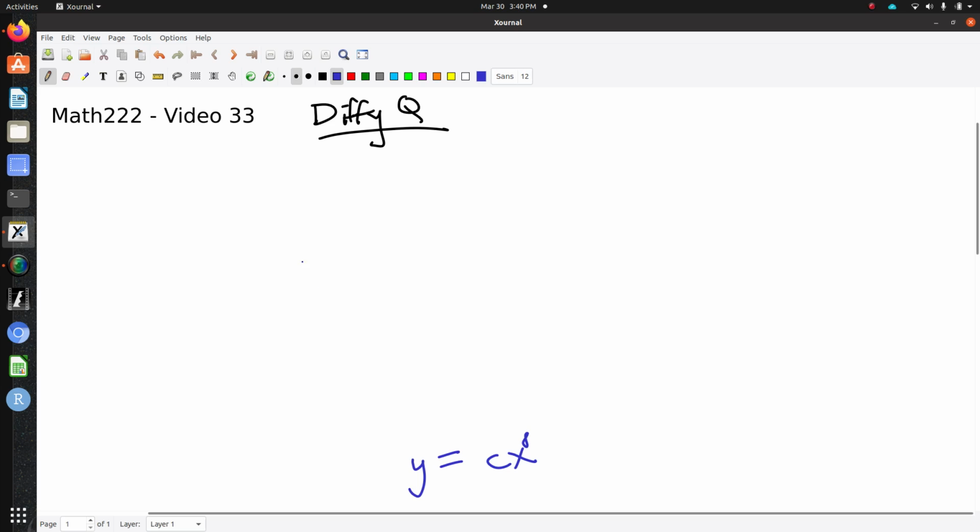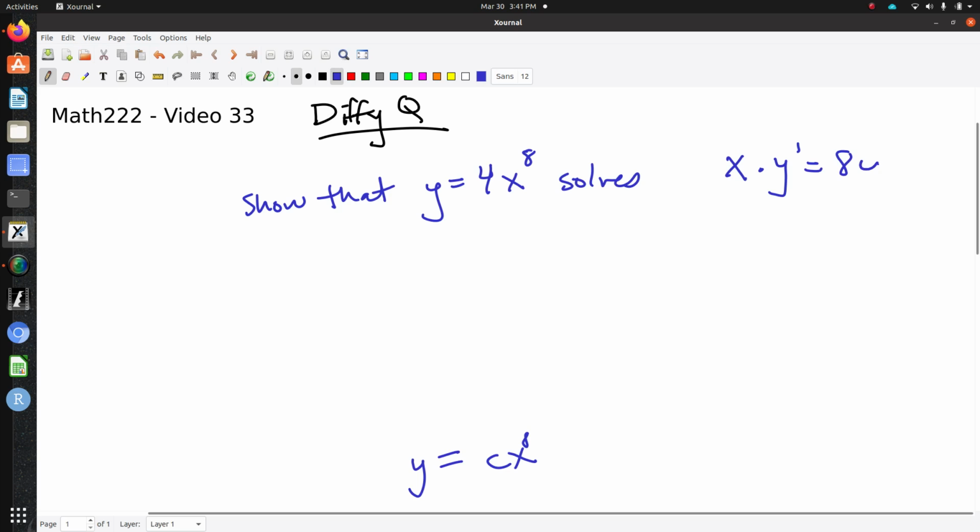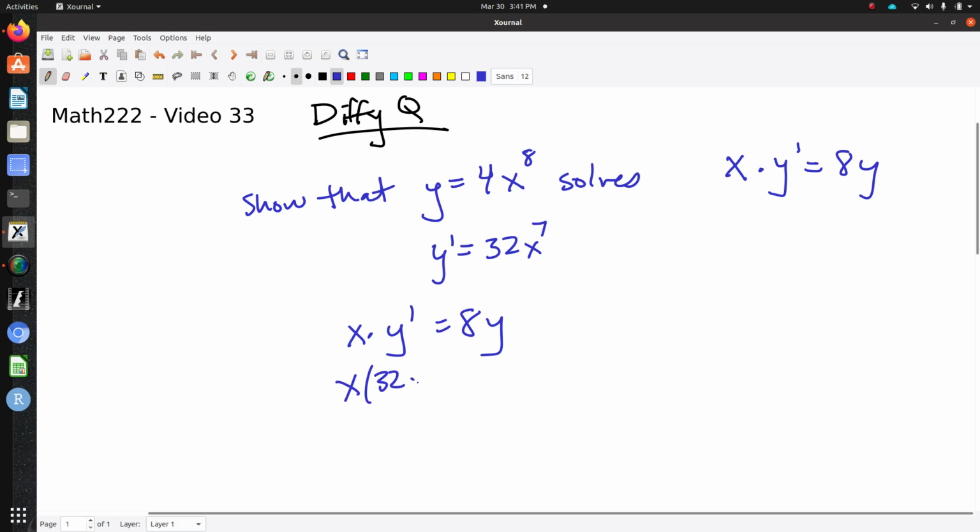But we can be asked the question something like, show that y is equal to 4x to the 8th solves, and then what was the original question? I said x, I'm going to use the other notation, y prime equals 8y. Okay, let's just go ahead and show that. Then we're going to have to take the derivative, y prime equals 32x to the 7th, and so then we do the following. We say x times y prime is equal to 8y, so x times 32x to the 7th equals 8 times 32x to the 7th.